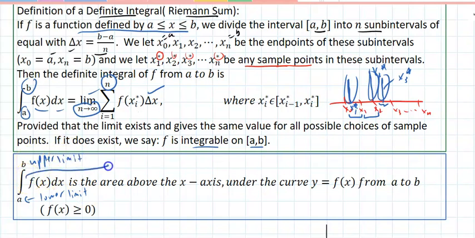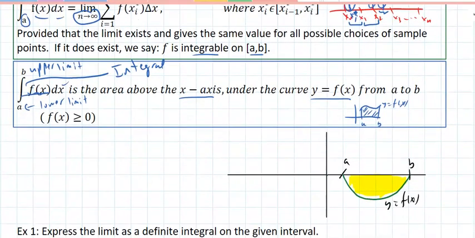This is the integral symbol. It's a sum. This is what you are integrating, f of x, and that's the width. It is the area above the x-axis under y equals f of x from a to b, if f of x happens to be positive. So if you look at y equals f of x and it happens to be positive, if you integrate from a to b, that will find you that area that we've been looking for all along.